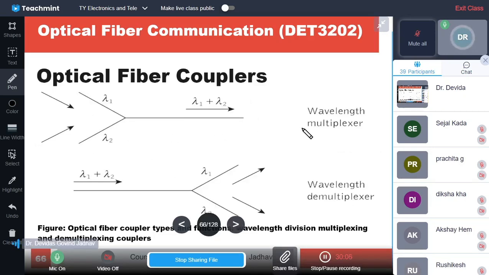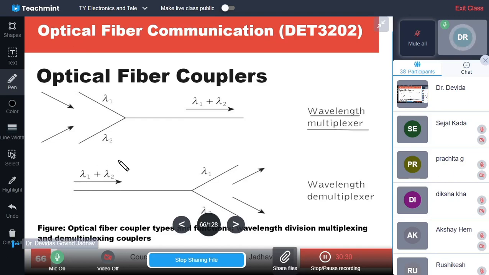Then there is wavelength division multiplexing, WDM, in which lambda 1 is there in one branch, lambda 2 is there in another branch. Both these wavelengths are shared on a single fiber, lambda 1 plus lambda 2. This is wavelength multiplexing, the wavelength multiplexer.